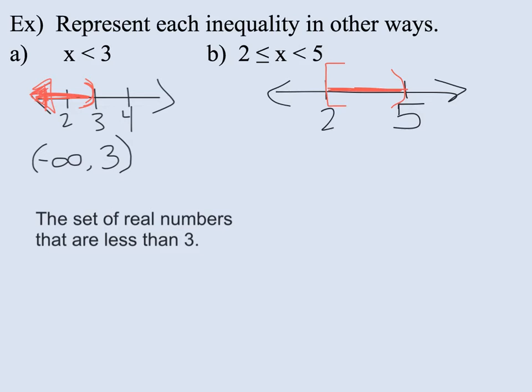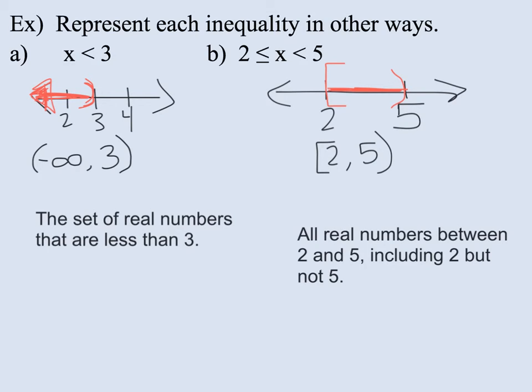So we've got between 2 and 5, so bracket 2 all the way to the number 5, but not including 5, so parenthesis. And lastly, in words, we can say that it's all real numbers between 2 and 5, including 2, but not 5. And remember, there's lots of ways you can write these as long as you are saying if something's included or not, saying if it's supposed to be less than, greater than, bigger, between, any of those words.